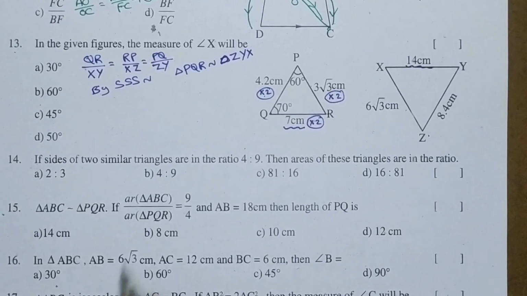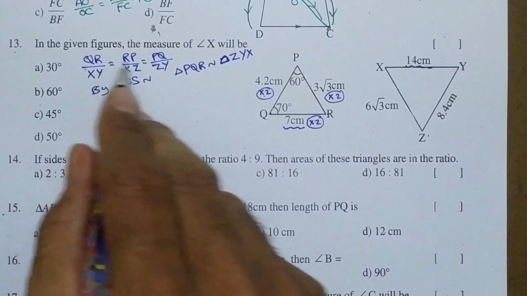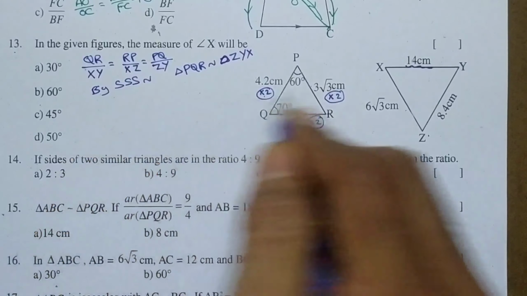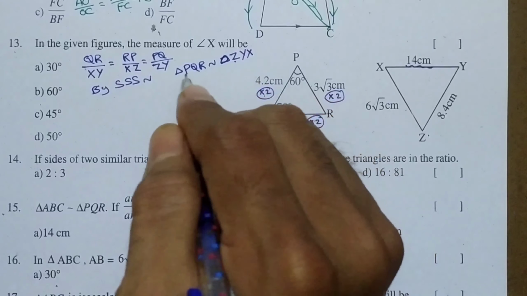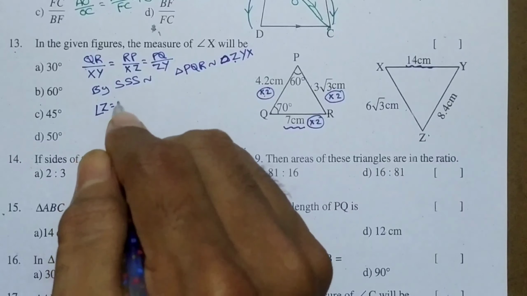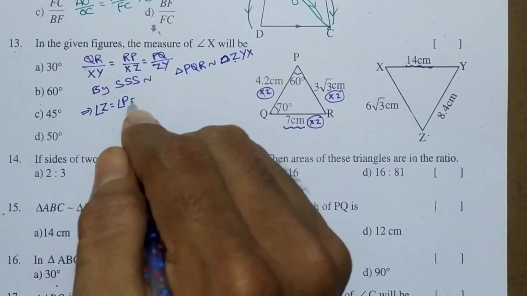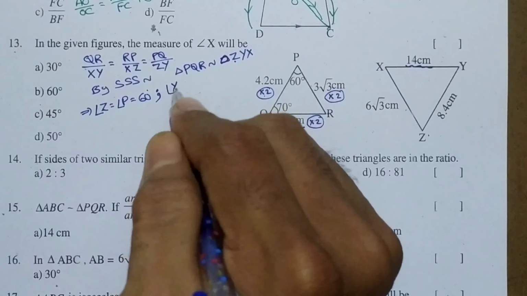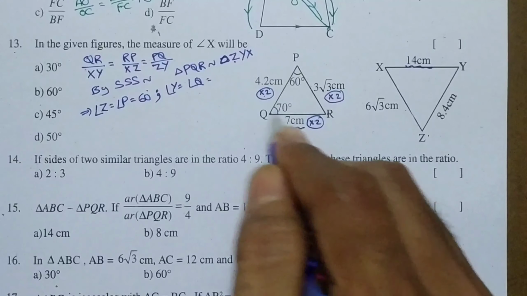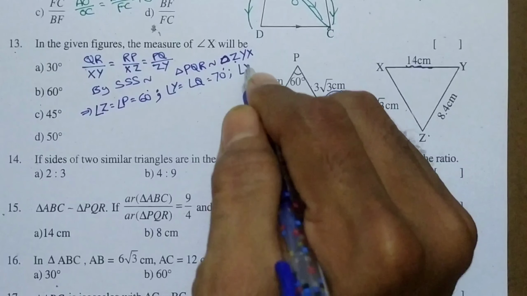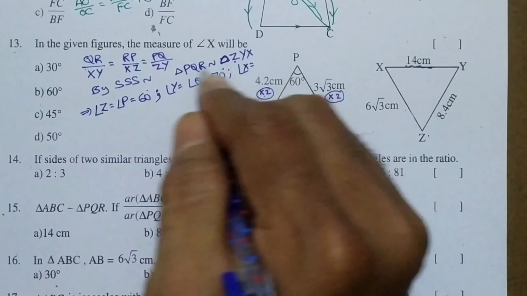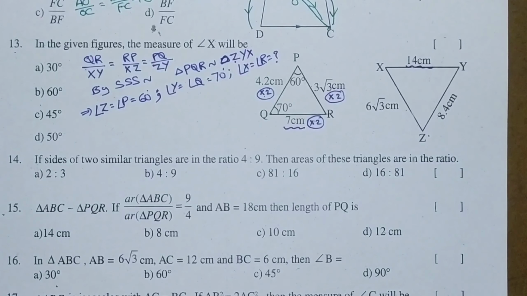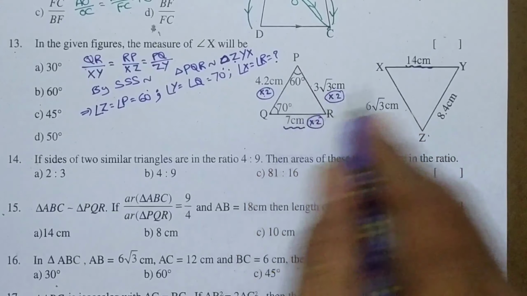Now we know that their corresponding sides are proportional. So already we got it. So because of that we got the triangles are similar. We know that their corresponding angles are equal. So we can write that, corresponding angles means angle Z is equal to angle P. Angle P is already given as 60. So Z is 60. And angle Y is equal to angle Q, that is given as 70. And angle X is equal to angle R, the third one, angle R, that is not given, that is to be found, right.